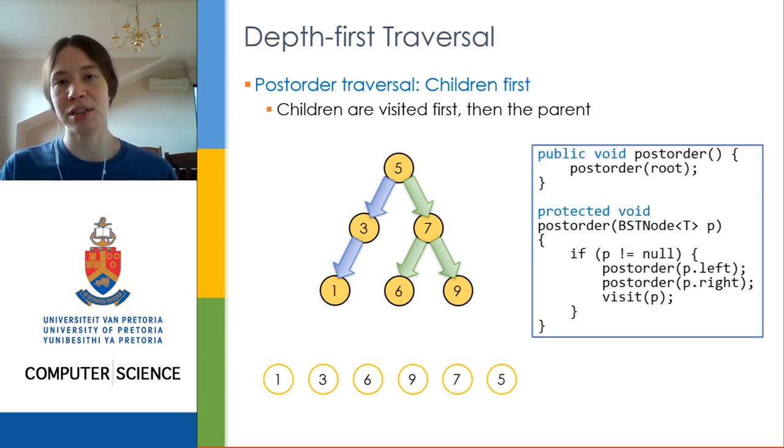Again, implementation is extremely similar to the previous 2 slides. All we need to do to achieve this other type of traversal is shuffle the order in which the function calls are done. We're now first going to do a recursive call on the left branch, then we're going to do a recursive call on the right branch, and only after both of these branches have been visited and printed, only then are we going to finally visit the parent itself.